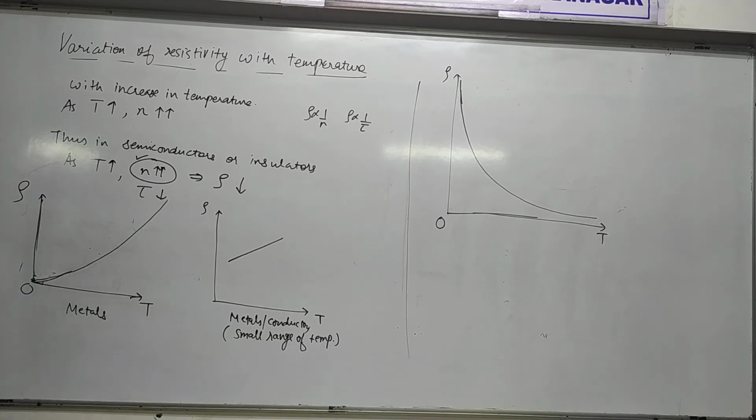Probably the highest temperature that we have had for a superconductor, if I'm not wrong, is about 150 Kelvin. The highest temperature. Okay. The best thing about superconductors is they have zero resistance, exactly zero, not nearly zero, exactly zero resistance.